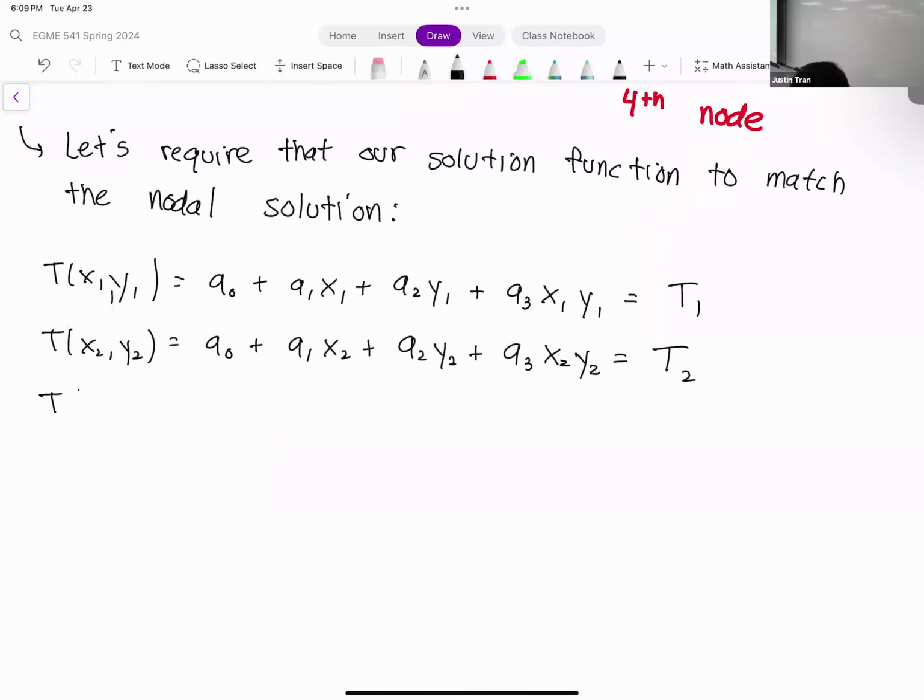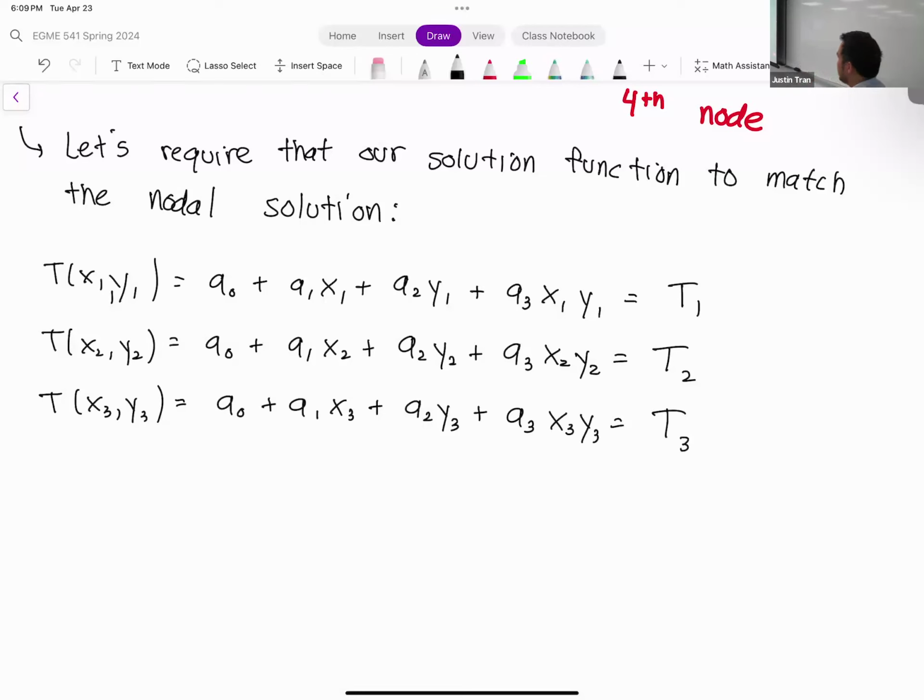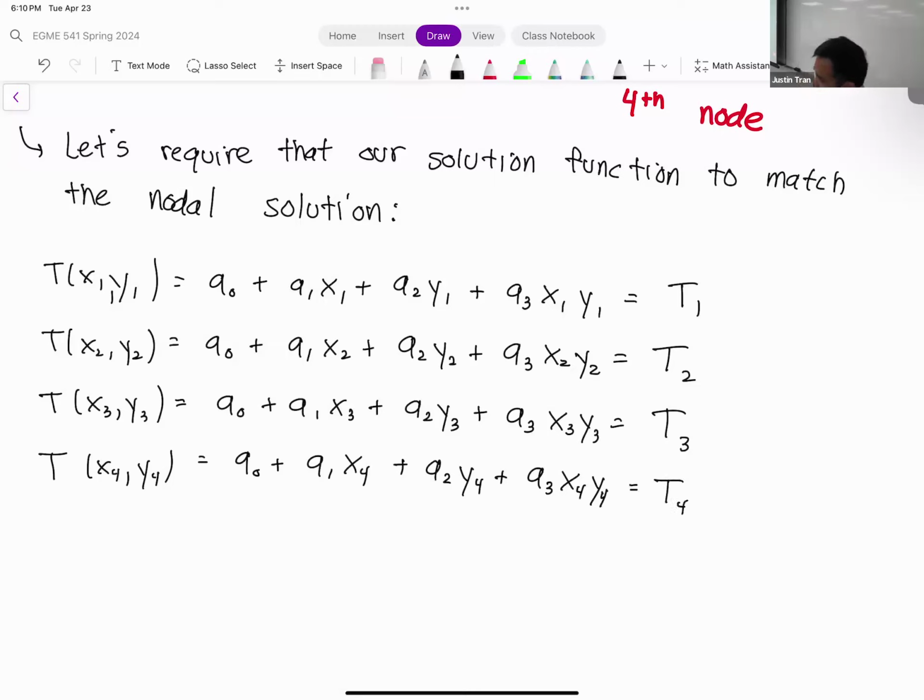Then we have T of x3 y3 is equal to a0 plus a1 x3 plus a2 y3 plus a3 x3 y3 is equal to T3. We have T of x4 y4 is equal to a0 plus a1 x4 plus a2 y4 plus a3 x4 y4. And that has to be equal to the nodal solution at node 4, T4.